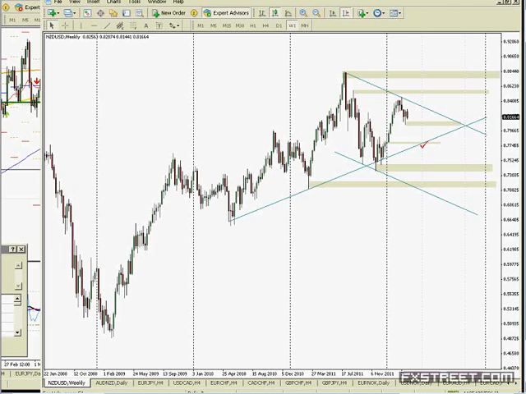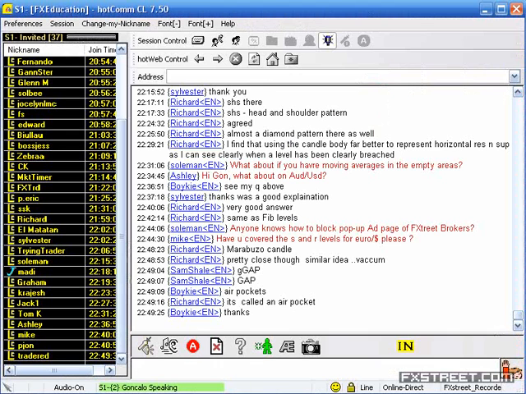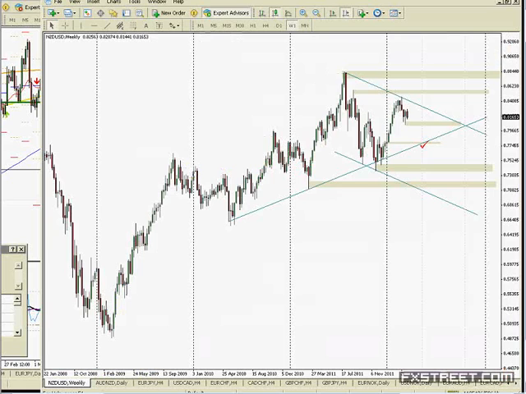Solomon asks, anyone knows how to block the pop-up ad page for exchange brokers? I'm afraid there isn't. I think you mentioned the first time when you first enter the website. I think you can't block that page, but it just happens one time. If you enter the page a second time during the same day, you will not find that ad page, I think.